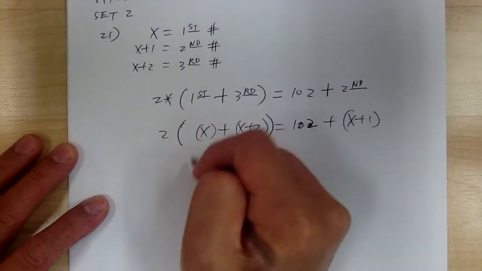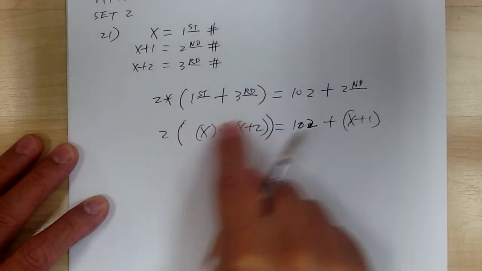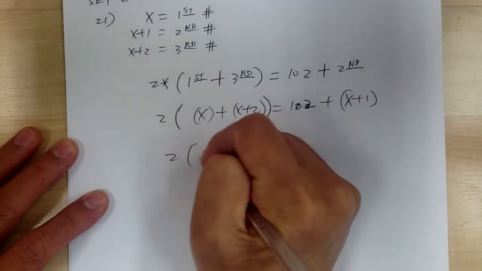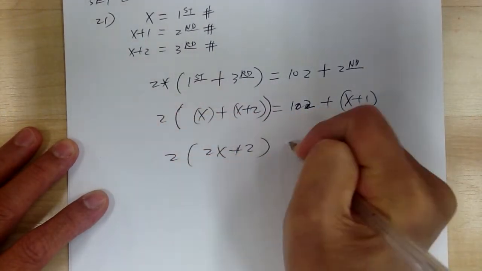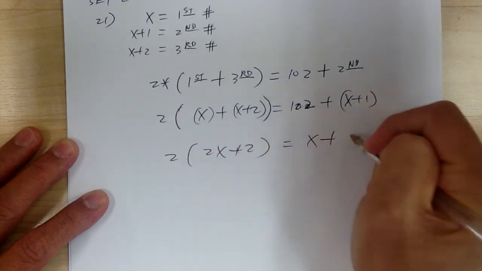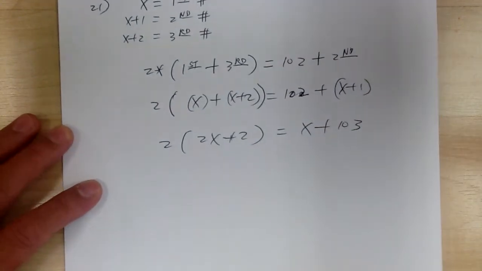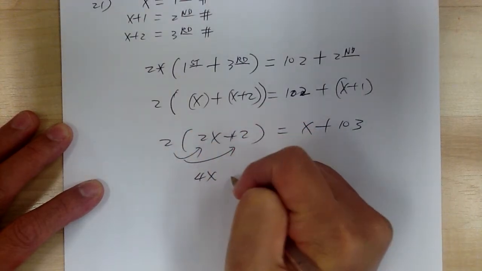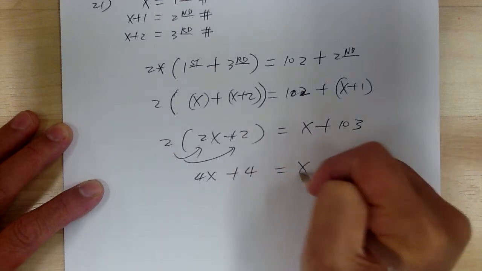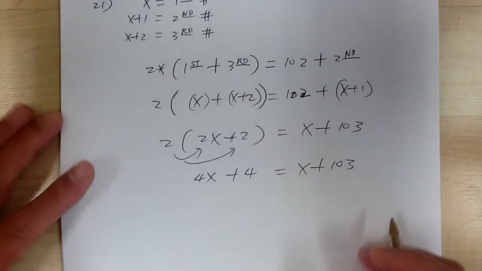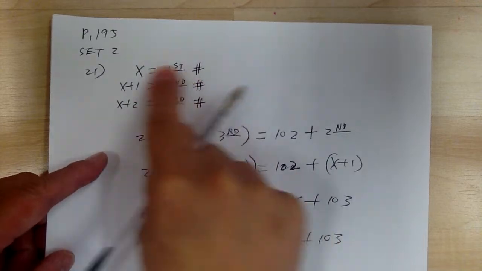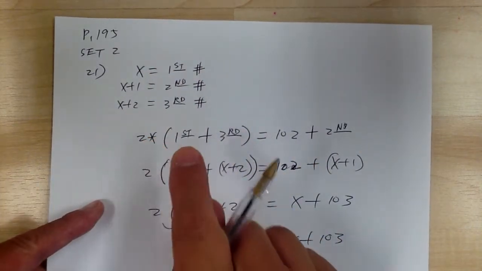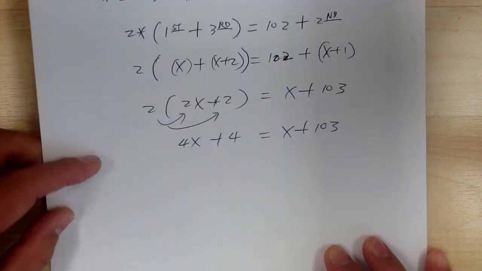Okay, so let's go ahead and distribute. Actually, it's probably better to just combine these like terms first. So you've got 2 times 2x plus 2 is equal to x plus 103. And then now you multiply out. So you distribute, so you've got 4x plus 4 equal to x plus 103. But the key is make sure you do this part and translate. Again, when doing the translation, you write down exactly what it says. Don't do any weird things.